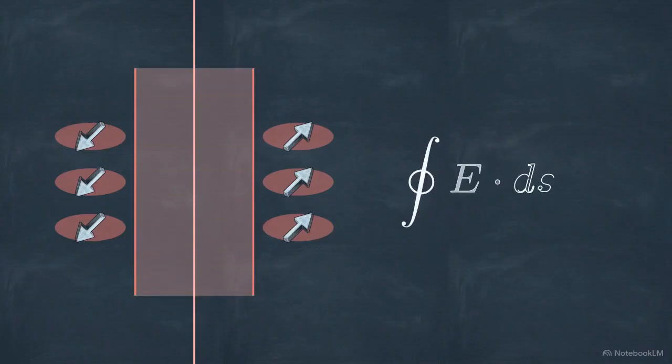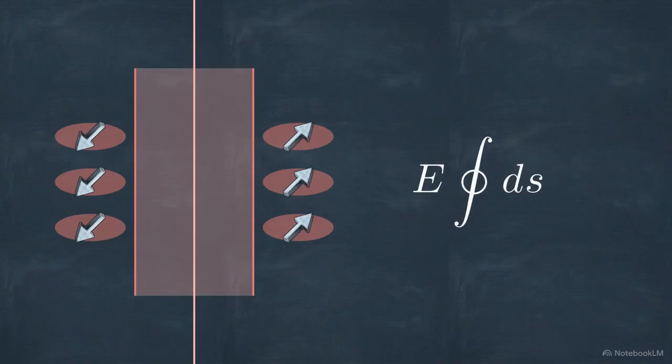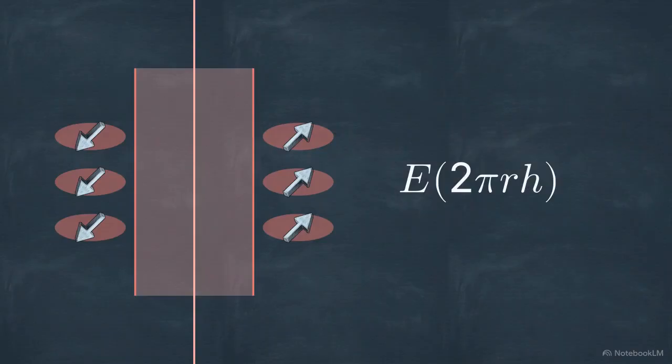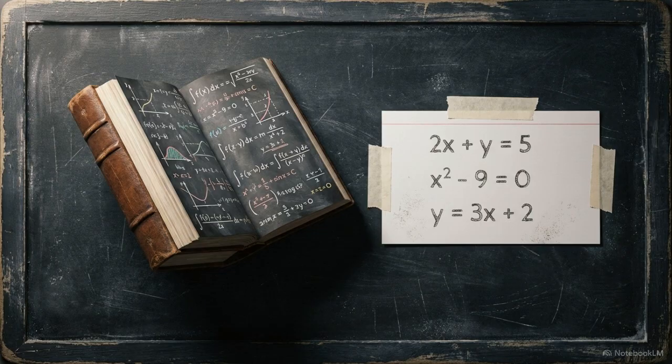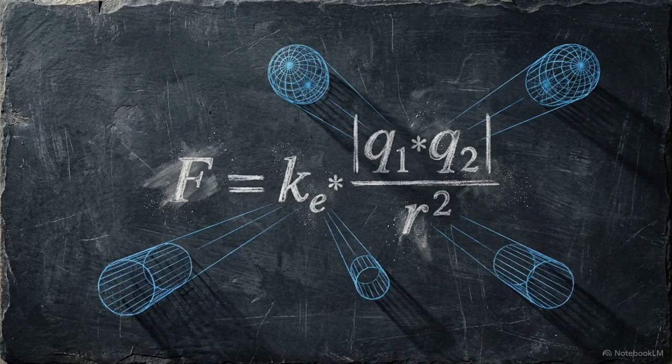Because the field E is constant, it can be pulled completely out of the integral. The calculus collapses into basic algebra, the field multiplied by the surface area of a cylinder. We equate this simplified surface area to the total enclosed charge and solve for E. We reached the exact same answer as the brute force method, but in 3 lines of algebra rather than 2 pages of calculus. Gauss's law operates by exploiting the geometry inherent in Coulomb's law.